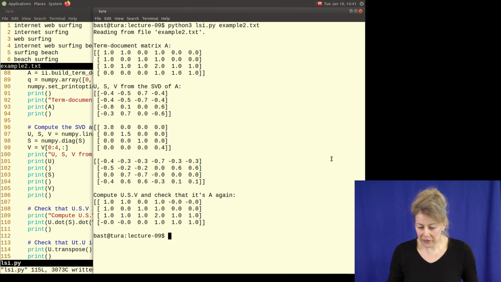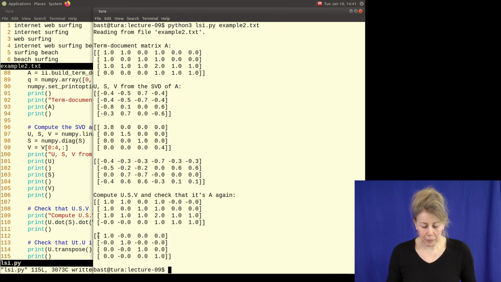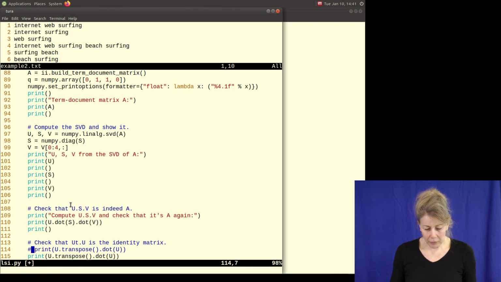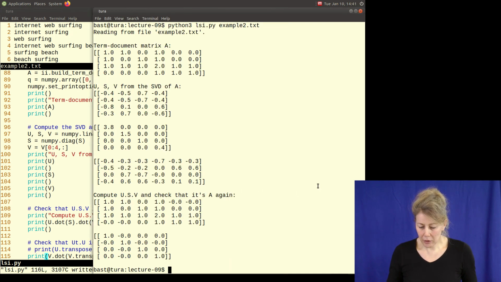And let's see what that means. I multiply the transpose of U. It's a square matrix, so I can do that. And now I get 1, 1, 1, and the rest is 0 or almost 0. If I do the same thing with V, except that I now do V times the transpose of V, I also get an identity matrix.